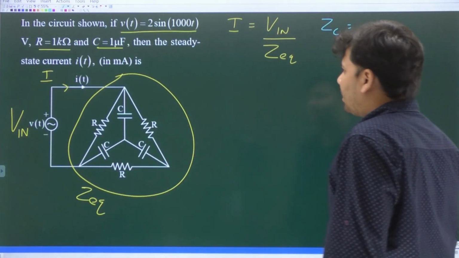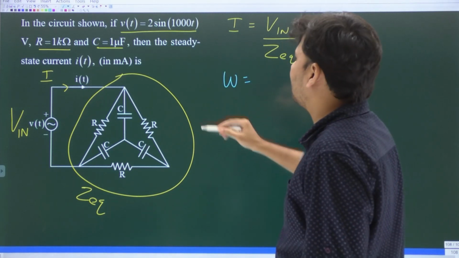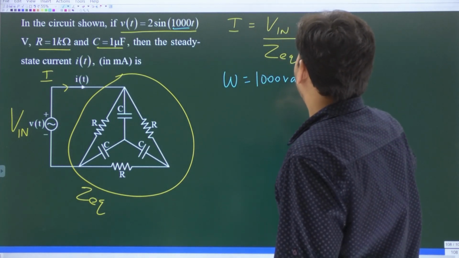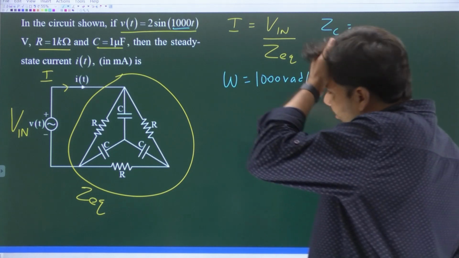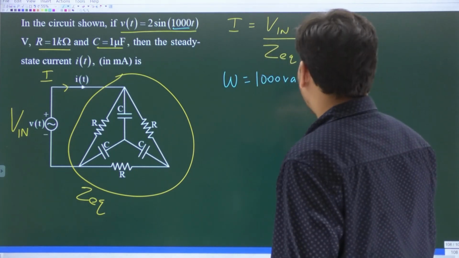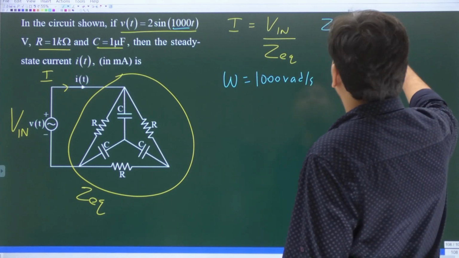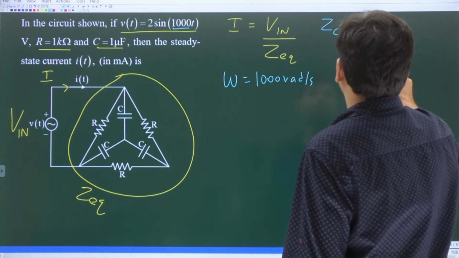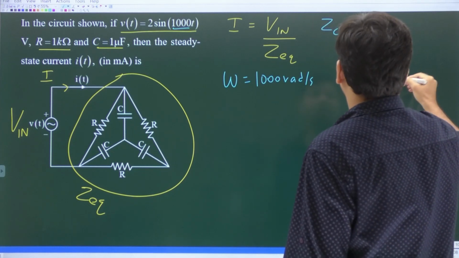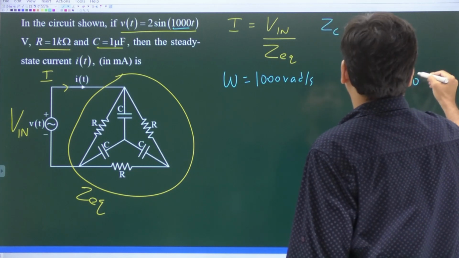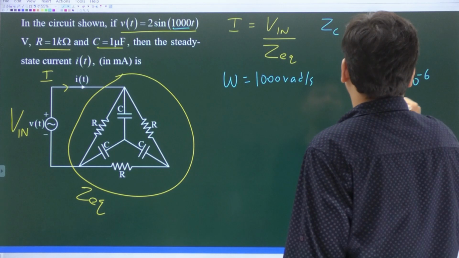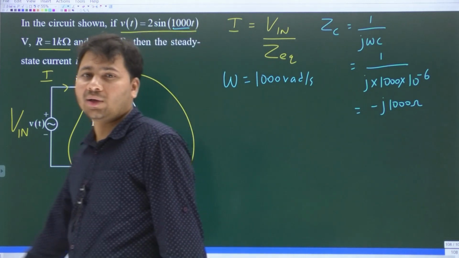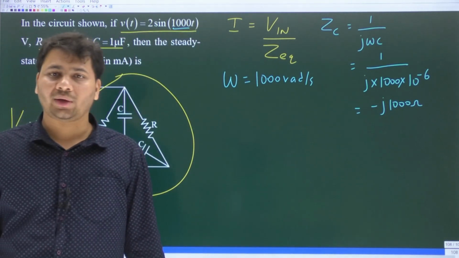What is the impedance of each capacitor? Before that, what is the frequency of operation? Is it not 1000 radians per second? And at this operating frequency, any capacitor will have an impedance of 1 by j omega C, which is 1 by j times 1000 times 1 microfarad, which is 10 power minus 6. So it is minus j 1000 ohms. That is the value of the impedance of every capacitor.